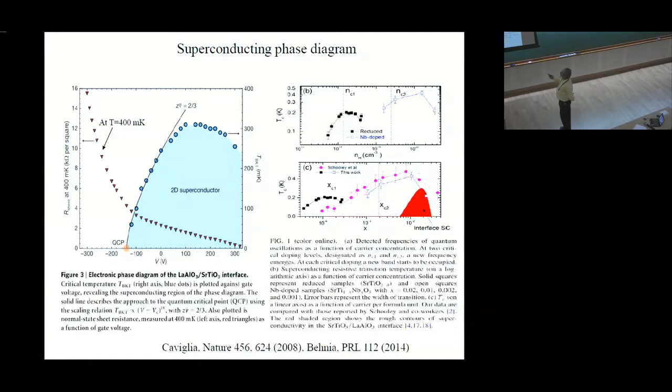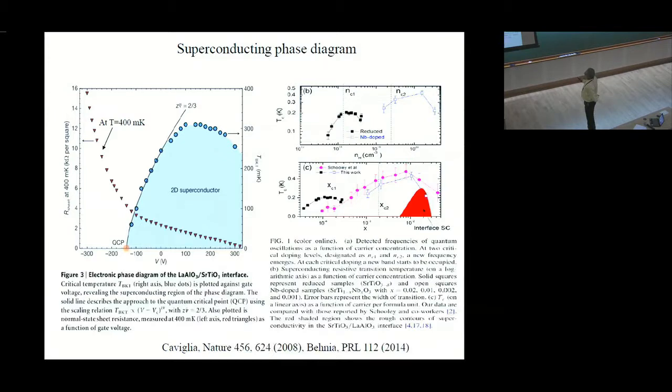So this is the superconducting phase diagram by Caviglia and company. They do several things. They find the superconductivity as a function of gate voltage. They identify a quantum critical point here, and then they fit this line with this kind of a formula which comes from BKT, and they find that this z nu exponent is 2/3, which is very, very close to what you expect from a BKT transition.